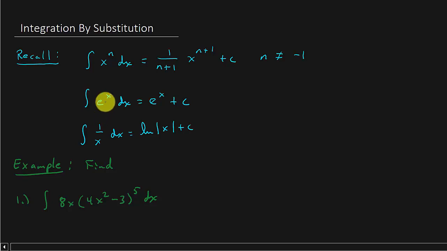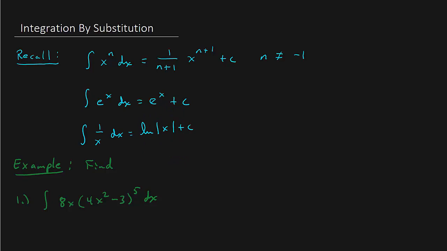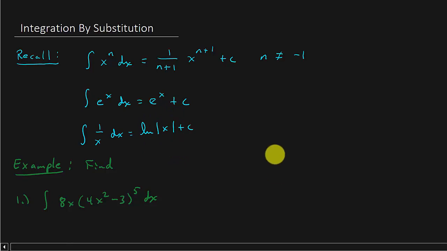And then the integral of e to the x is just e to the x plus c. And the integral of 1 over x is natural log, remember, absolute value of x plus c. So that's basically what we're gonna use to do these integrals.